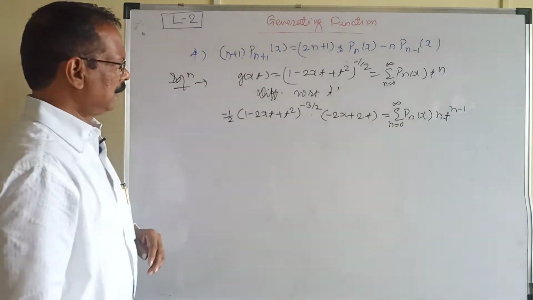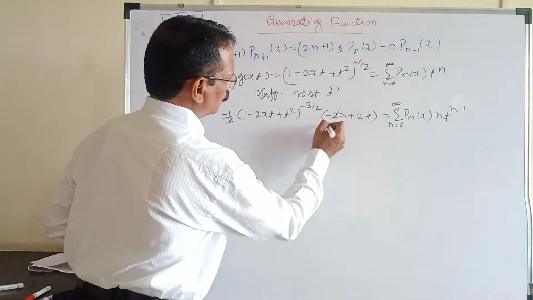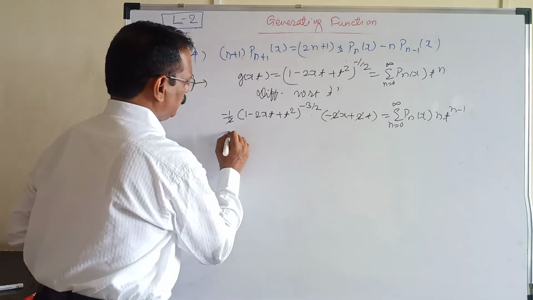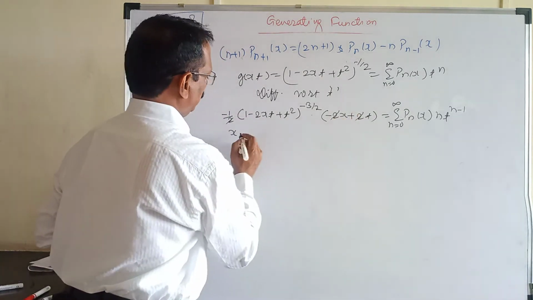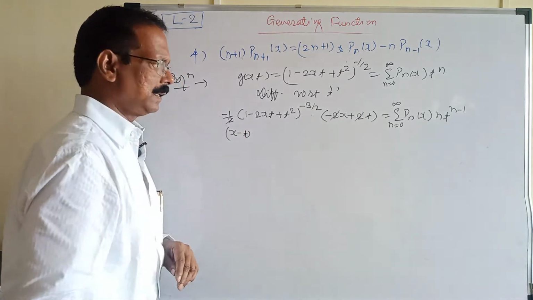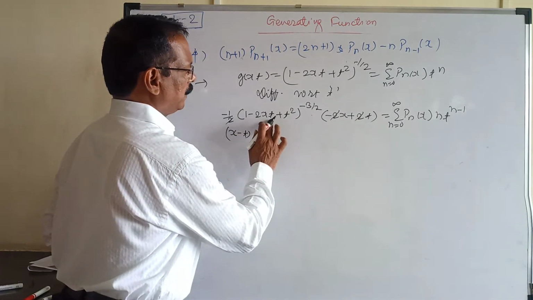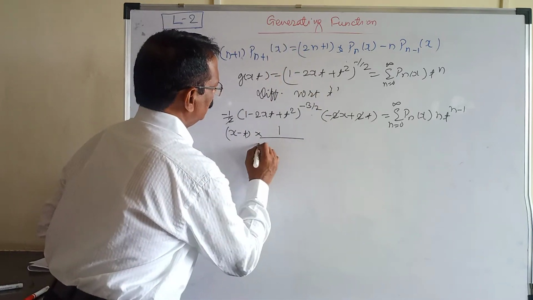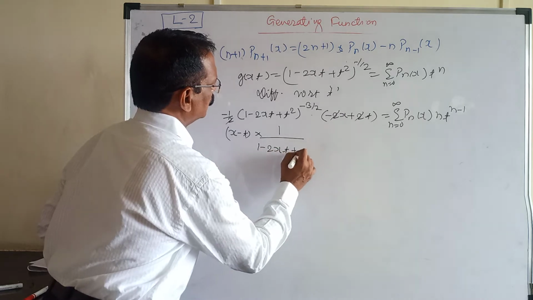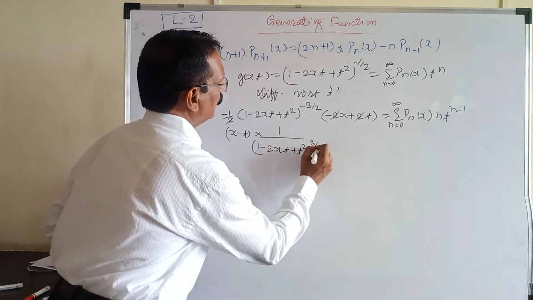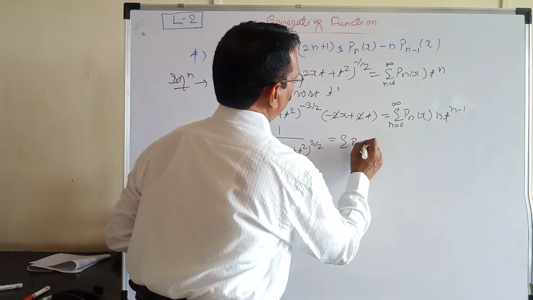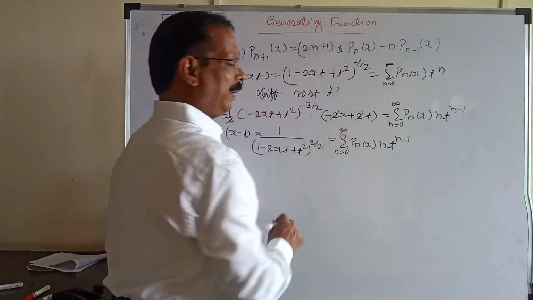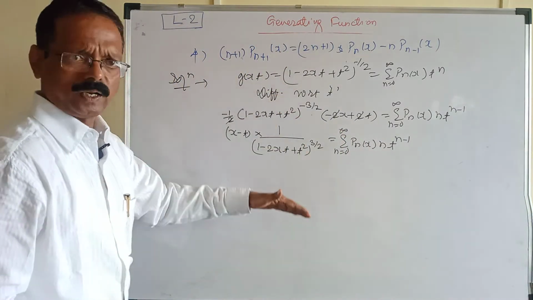Now the next step. The 2 gets cancelled, and the minus signs cancel too, so it is x minus t. This is the next step. Now we have (1 - 2xt + t^2) raised to minus 3/2, so we can write it as (1 - 2xt + t^2) raised to plus 3/2 in the denominator, equal to the summation of P_n(x) n t^{n-1}, where n runs from 0 to infinity. No change here; we only shifted this term to the denominator.